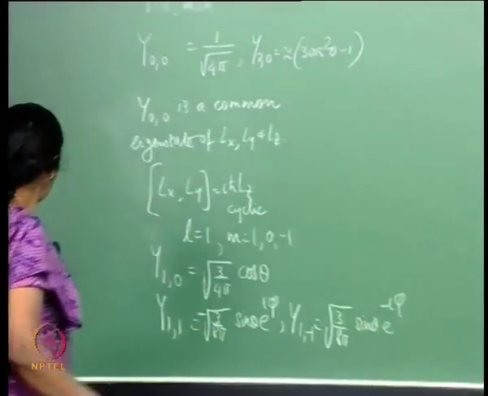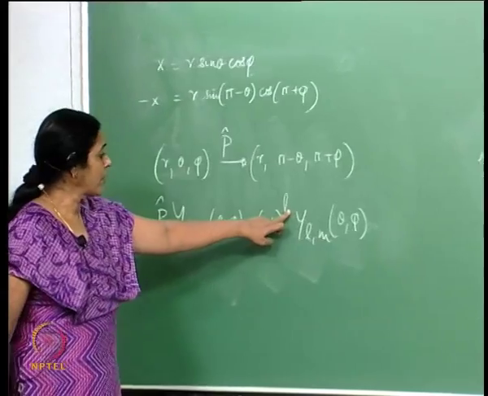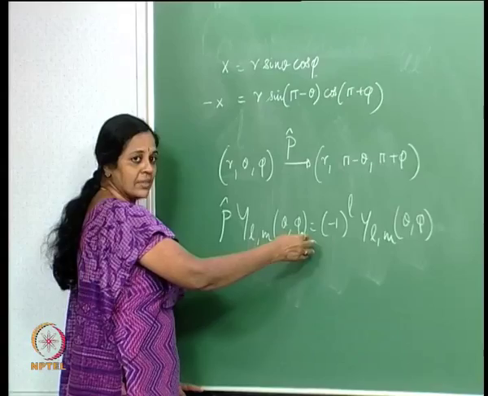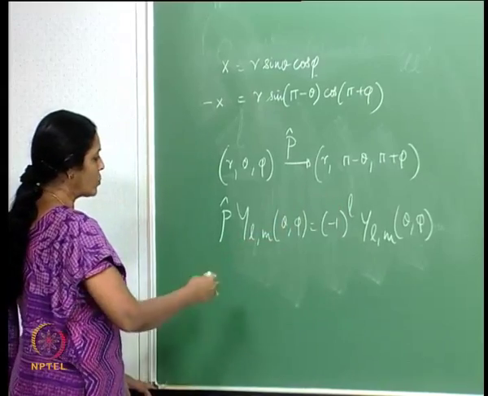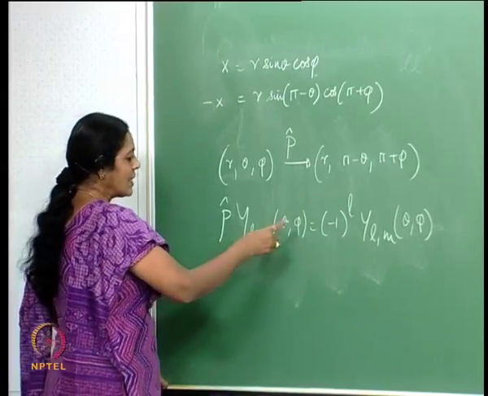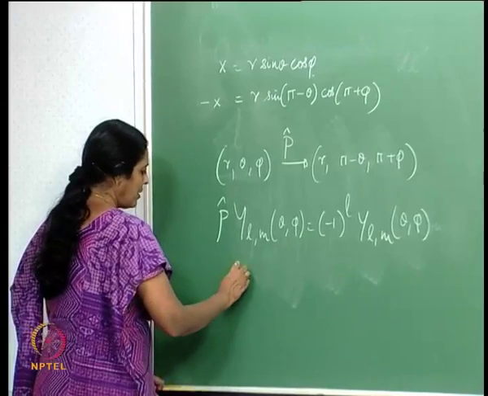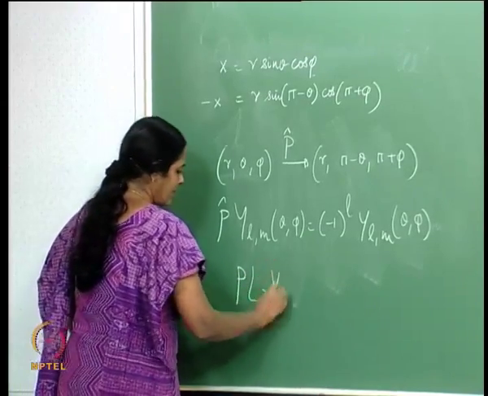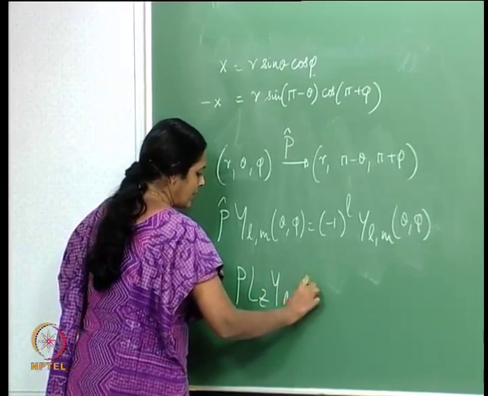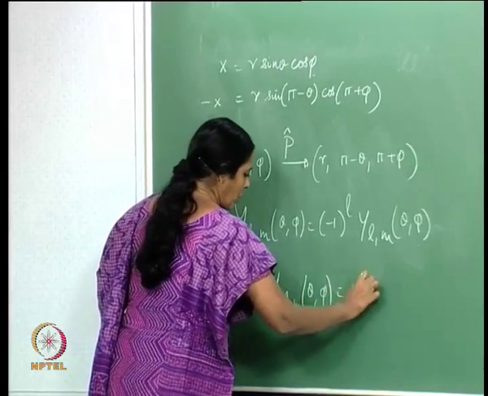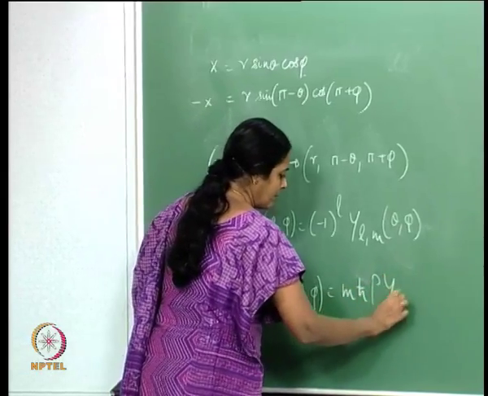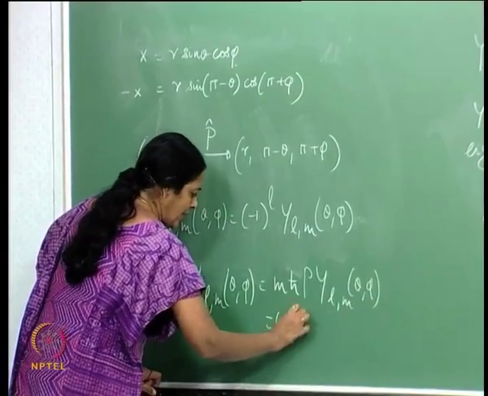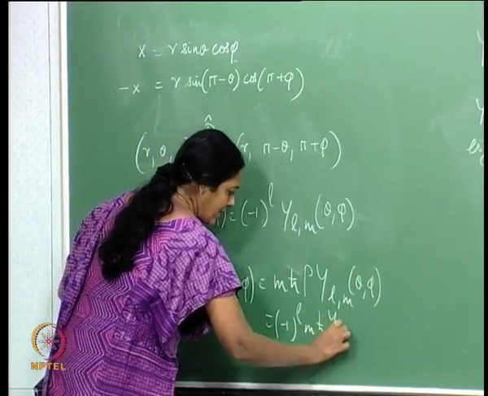So, when L is equal to 0, it is parity plus 1, L is equal to 1, 3 and so on, minus 1, L is 2, 4, plus 1 and so on. So, these are definite parity states. Now, what happens if I work with P on Lz? P Lz YLM theta phi is m h cross P YLM theta phi, which is minus 1 to the L m h cross YLM theta phi.